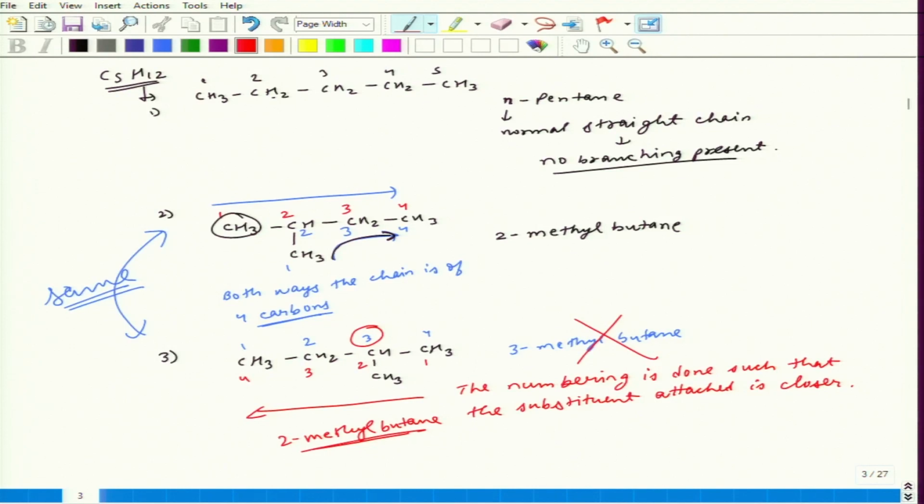So, that is why I am saying, you might think that the position where we have attached the methyl group, one is on the second position, one is on the third position, and they have two different structures, 2 methyl butane and 3 methyl butane. No, this is not correct. We have to do the numbering in such a way that the substituent attached to the longest straight chain is the nearest to the end of the carbon chain. So these two are actually the same compound, both are 2 methyl butane.